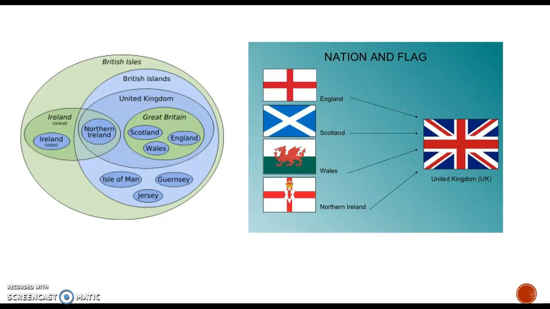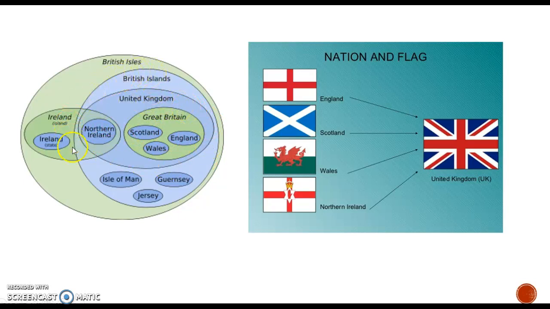So this chart, the diagram here on the left, really helped me out a lot, and I'm going to explain it to you. I'm going to start from the inside out. You can see that the island of Great Britain consists of the countries Scotland, Wales, and England. The island of Ireland consists of the country Ireland and Northern Ireland. The country United Kingdom encompasses Great Britain and the three countries, as well as Northern Ireland. So this is United Kingdom.